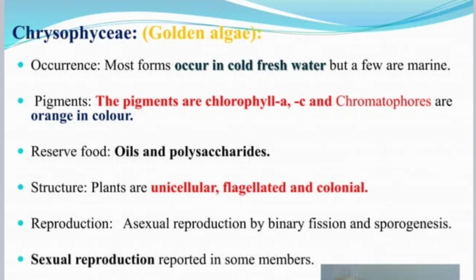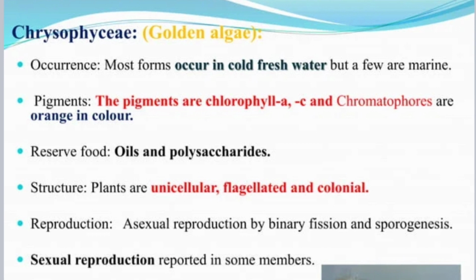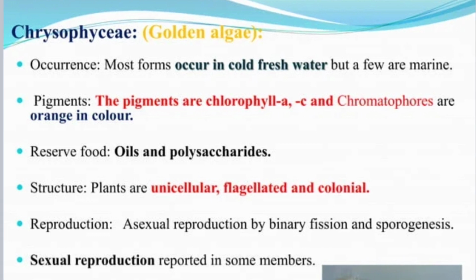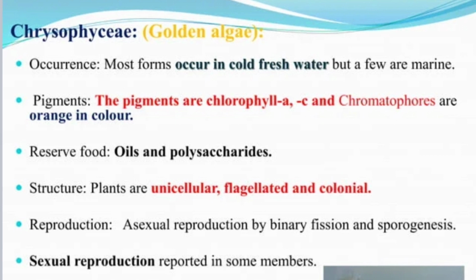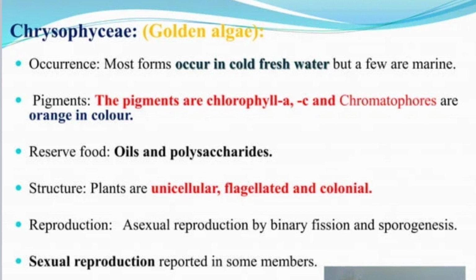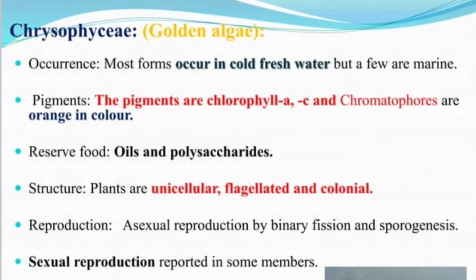Chrysophyceae, golden algae. Occurrence: most forms occur in cold freshwater but few are marine. Pigments are chlorophyll A, C; chromatophores are orange in color and the particular pigment is phycochrysin. Reserve food: oils, polysaccharides, leucosin and chrysolaminarin. Pyrenoids are absent. Structure: the plants are unicellular, flagellated and colonial.